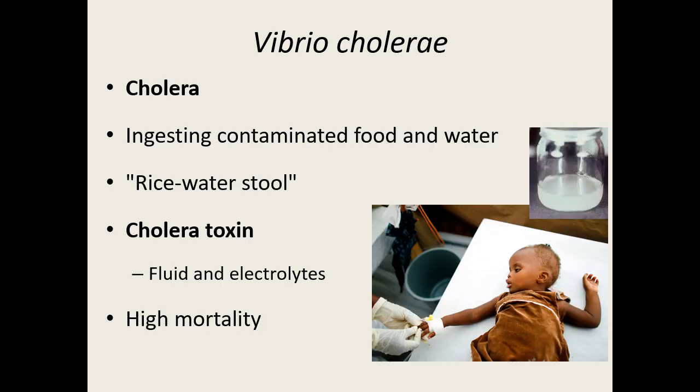Of the bacteria in this group, one of the more deadly, though not the number one cause, is Vibrio cholerae, which causes cholera. How do we pick it up? We ingest contaminated food or water. So we ingest the water that this bacteria is in, or we ingest food that this water watered, like vegetables or fruit that haven't been washed. And the biggest symptom that also causes the most disease or death is rice water stool. On my next slide, I'll explain how this happens.